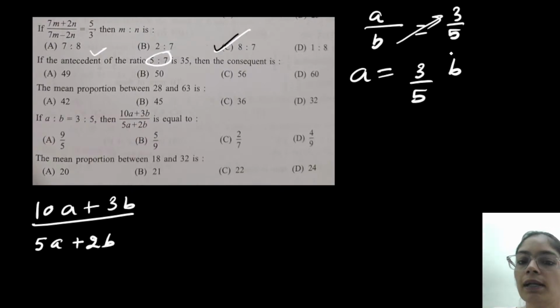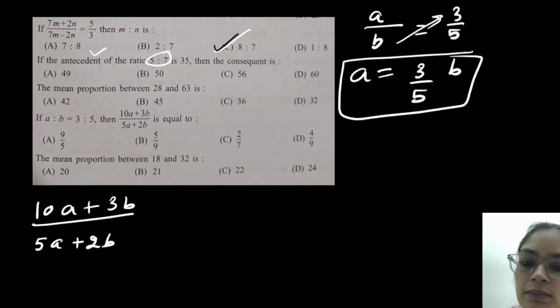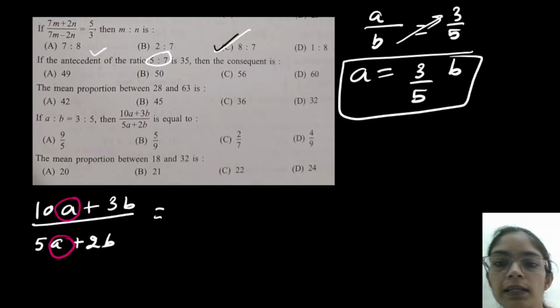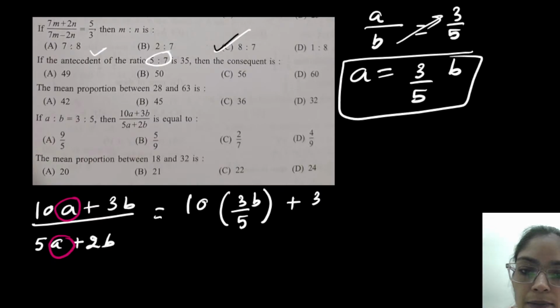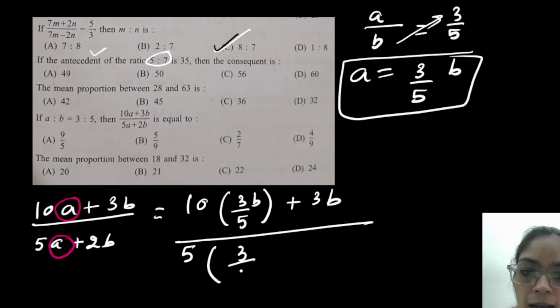Like the other question we did, B we will shift to the other side. So A's value we can find as 3 by 5 B. When B shifts to the other side, it gets multiplied. Now we can just substitute. Here we have A, and here also we have A. So at A's place we substitute 3 by 5 B. So 10A, with A's value as 3 by 5 B, plus 3B as it is. Again 5A, with A's value as 3 by 5 B, plus 2B.